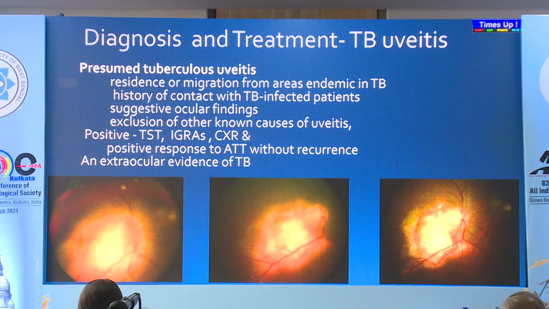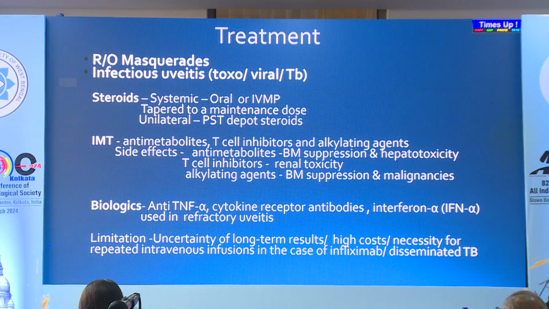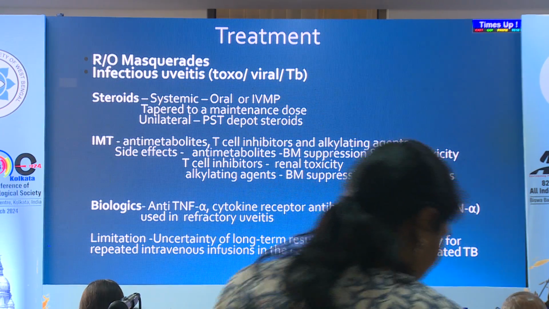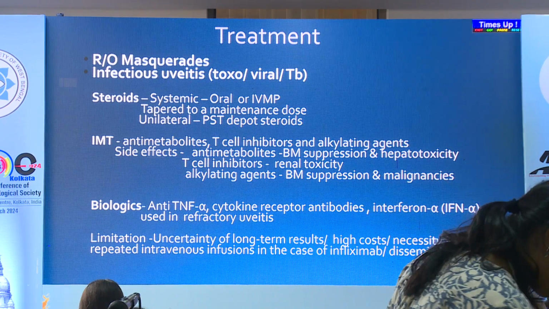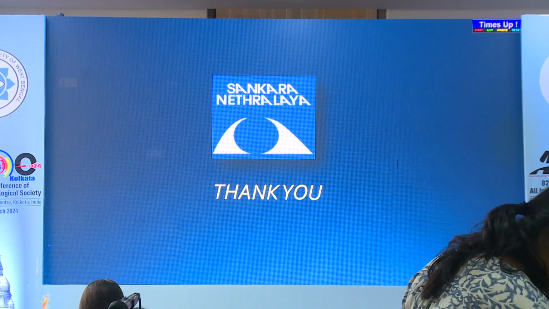The diagnosis depends upon various things like migration from an endemic area, the history of contact, the suggestive ocular findings, along with a positive TST and a positive response to ATT. So we need to basically rule out masquerades and infectious uveitis before we treat these patients with steroids, immunosuppressives, and more recently in refractory cases, they will need biologics also. Thank you.